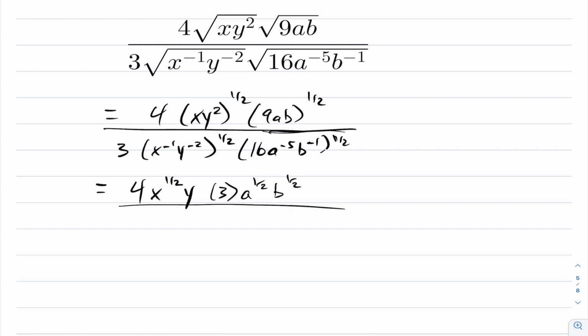Divide the whole thing out. 3 goes out in front. This becomes x to the negative a half, y to the negative 1. The square root of 16 is 4. This becomes a to the minus 5 halves times b to the minus 1 half.